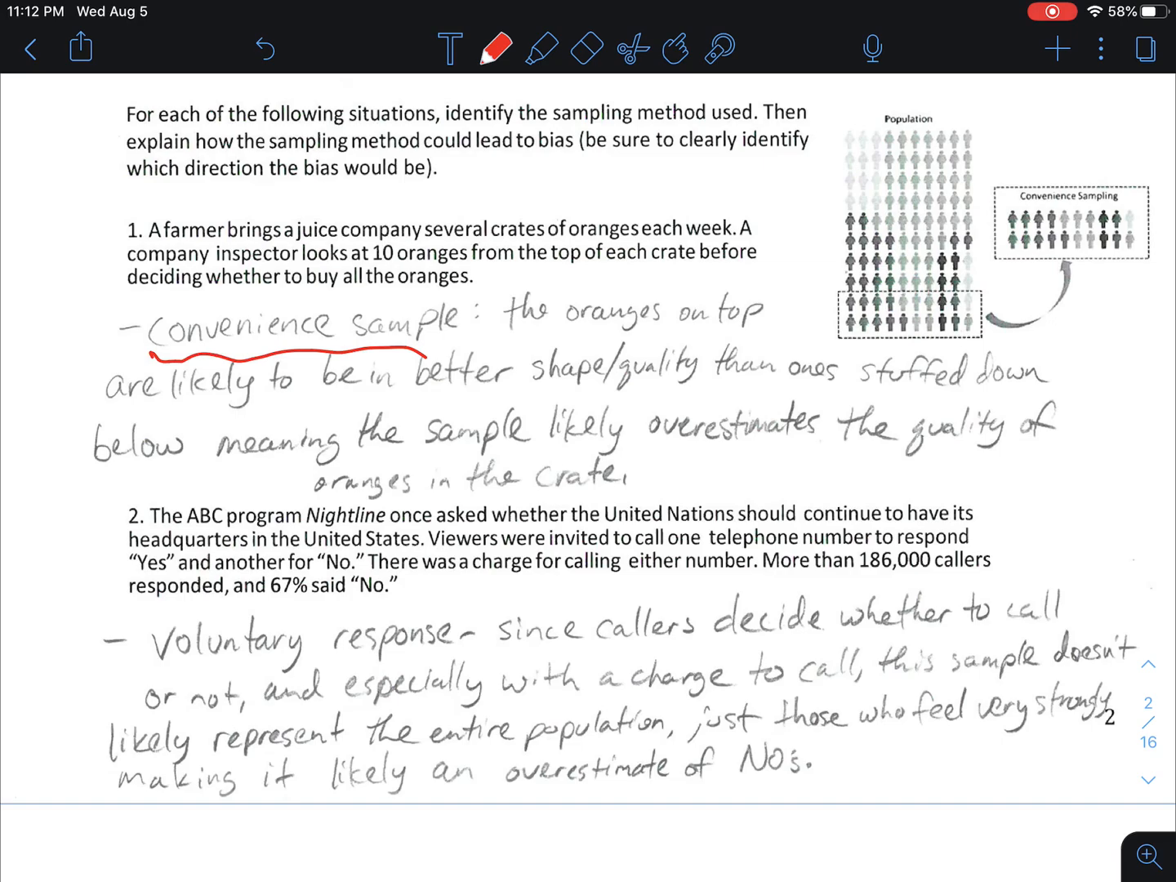So likely it's an overestimate of no's. Likely, 67% of the people that responded said no, but if you really got everybody, there'd be some people that said yes, they just didn't respond because they didn't feel as strongly, right? It's just that the no people here seem to feel strongly. Now, are there some yes people that feel strongly? Yes, there are. And that's probably the other 30%, right? If 67% said no. But there's probably a higher percentage that are showing up in the no category than likely would be. And again, you don't necessarily know that for sure.